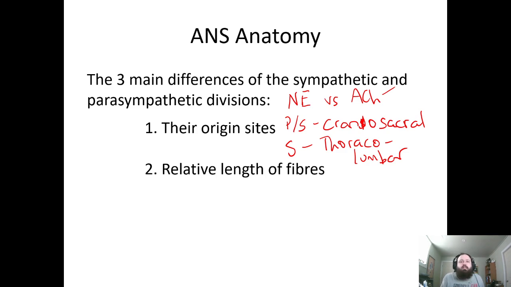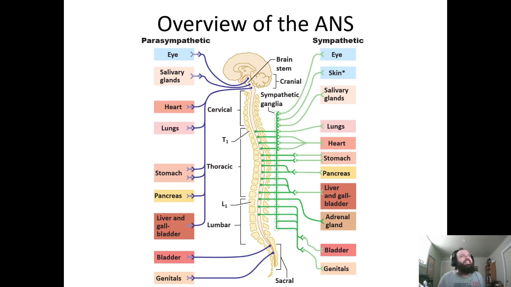They also differ in terms of the relative length of their fibers. This should be a reminder from the last lecture that parasympathetic, for example, has long preganglionic axons and short postganglionic axons. It's the opposite for the sympathetic branch: short preganglionic axons and long postganglionic axons. You can also talk about them in terms of the location of the autonomic ganglia. Parasympathetic ganglia are close or basically on the surface of the visceral effector organs, whereas sympathetic ganglia are close to the spinal cord.